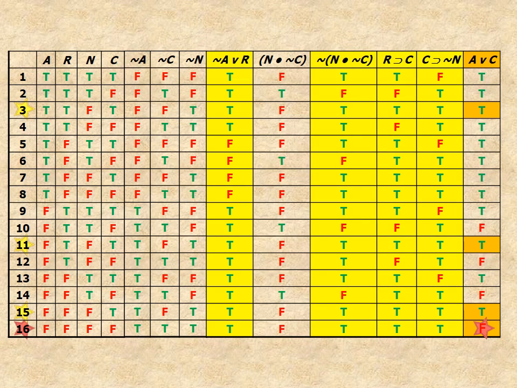We wound up with a truth table that looked like this. Notice once again I've highlighted all the premise columns, and I've also highlighted in orange where the conclusion turned out true or false. We had to get down to line 16 before we could invalidate the argument.